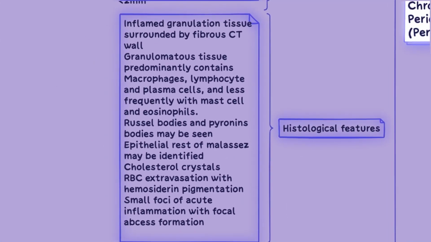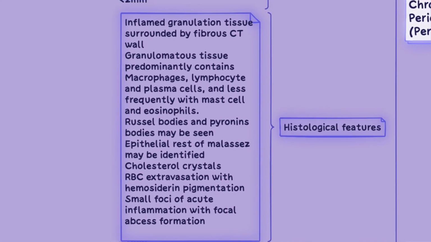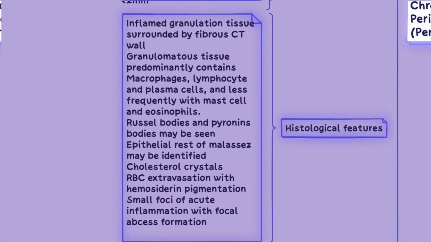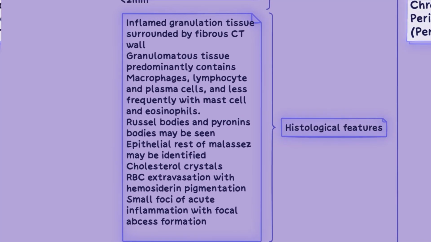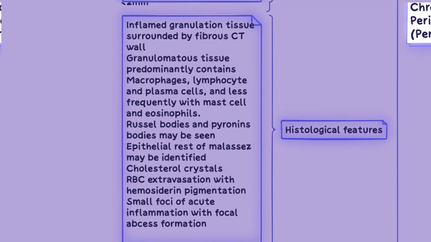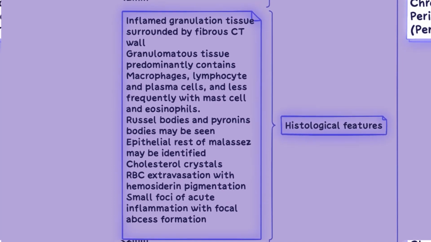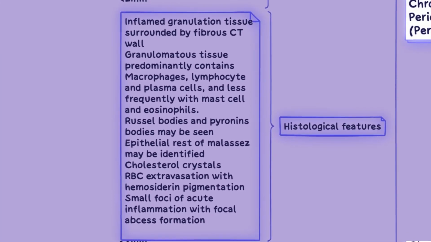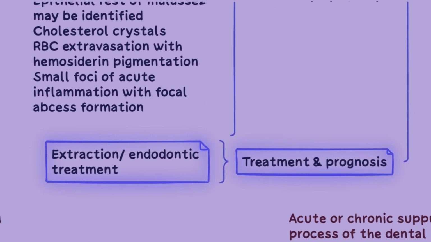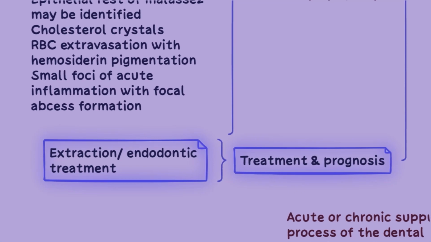Microscopic examination shows inflamed granulation tissue surrounded by a fibrous connective tissue wall. Granulomatous tissue predominantly contains macrophages, lymphocytes, and plasma cells, with occasional mast cells and eosinophils. Russell bodies and pyronin bodies may be seen. Epithelial rests of Malassez, which are remnants of Hertwig's epithelial root sheath, may be identified. Cholesterol crystals, red blood cell extravasation with hemosiderin pigmentation, and small foci of acute inflammation with focal abscess formation can be observed. The management of periapical granuloma involves either extraction of the affected tooth or endodontic treatment to remove the source of infection and promote healing.